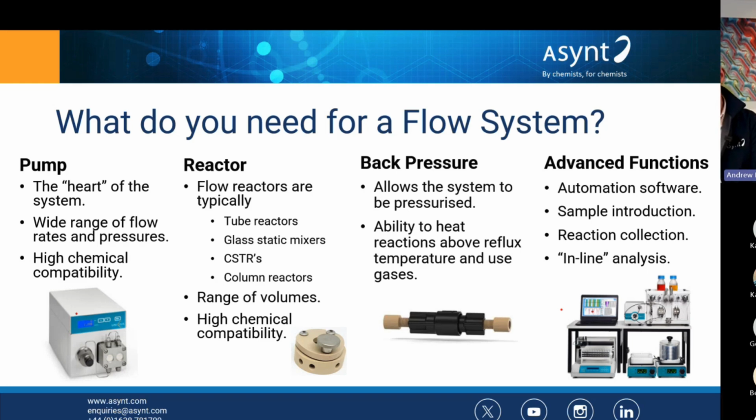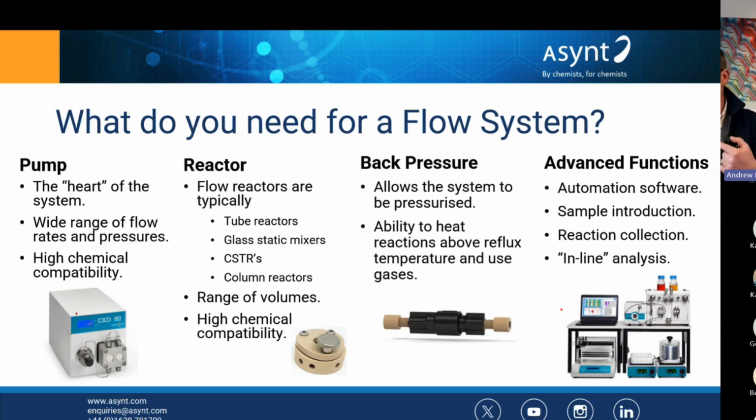Now, if we want to access some of those higher level benefits, then we need to be able to pressurize the system. And then we'd add a back pressure regulator. The example that I've shown there is a simple off-the-shelf HPLC-like back pressure regulator. And that will allow us to pressurize, and they come in different pressure ratings, so you can control what pressure you're adding in. It is very basic level, and then that will allow you to access those chemistries where you want to take reactions over reflux temperatures or start using gases. So a really simple system: pump, flow reactor, back pressure regulator.